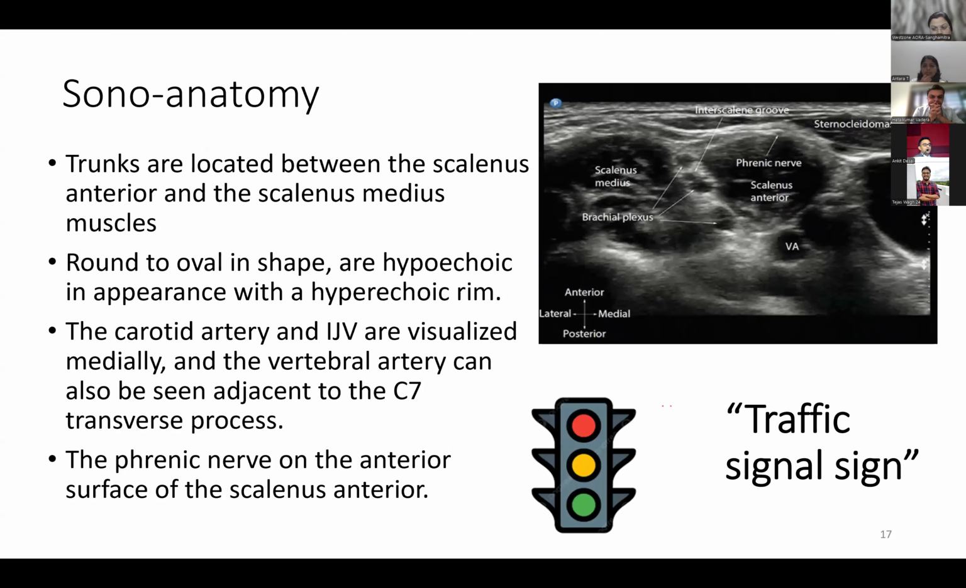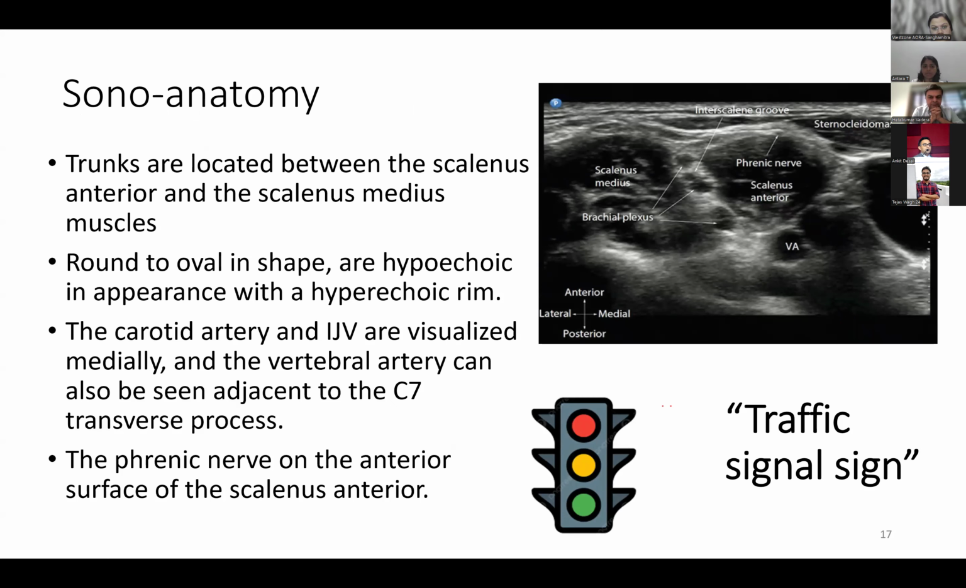In the sonoanatomy of the interscalene groove, we see the trunks located between the two scalene muscles, the scalenus anterior medially and the scalenus medius laterally. They are round to oval in shape and hypoechoic in appearance with a hyperechoic rim. The carotid artery and IJV can also be visualized medially, and the vertebral artery can be seen adjacent to the C7 transverse process. The phrenic nerve can also be seen on the anterior surface of the scalenus anterior. The placement of these nerve roots gives a typical appearance of a traffic signal. That is why this is also called the traffic signal sign or the stoplight sign.